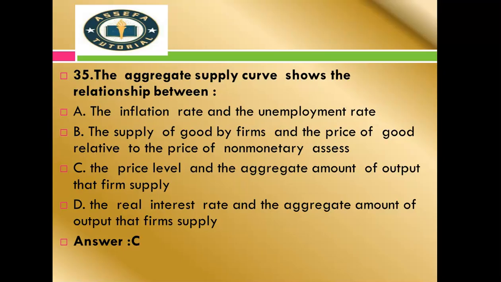Then the aggregate supply curve shows the relationship between A. Inflation rate and unemployment rate. B. Supply of a good by the firm and the price of the good relative to the price of non-monetary assets. C. The price level and the aggregate amount of output that firms supply. D. The real interest rate and aggregate amount of output that firms supply. Good. So the correct answer for this question is C. Good.